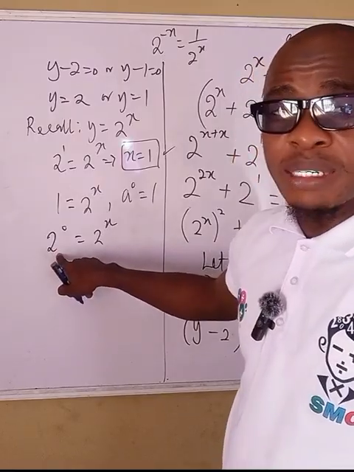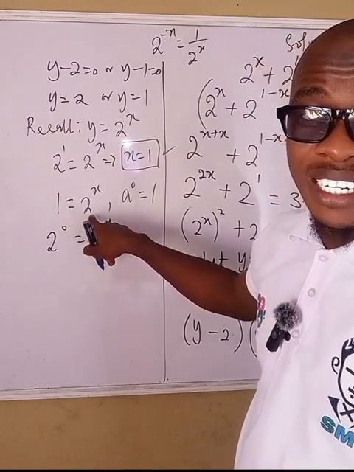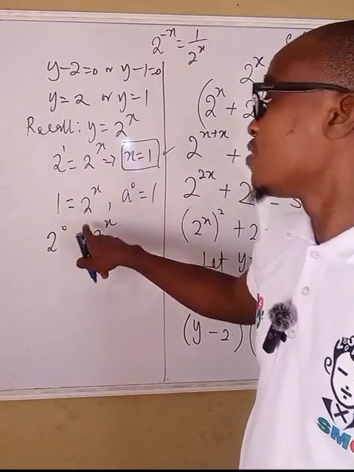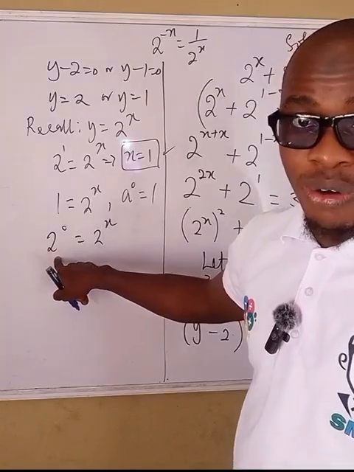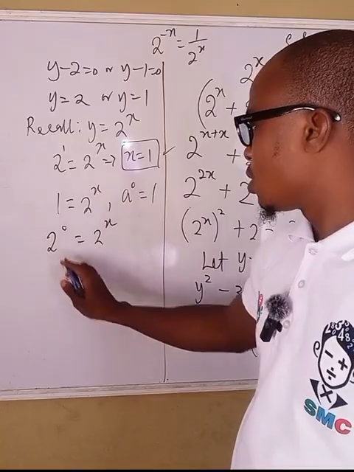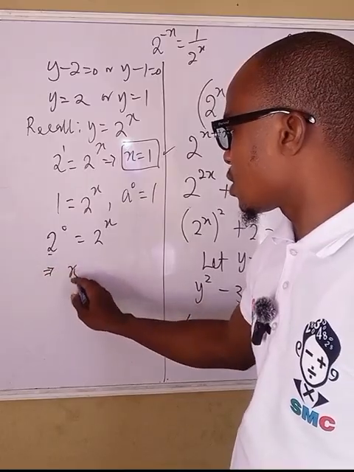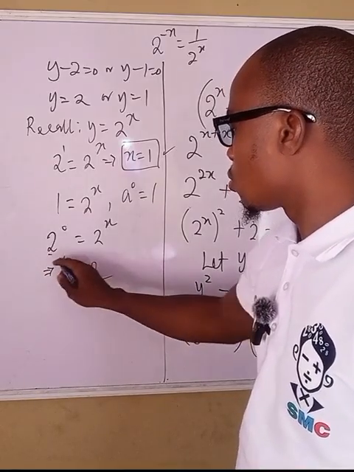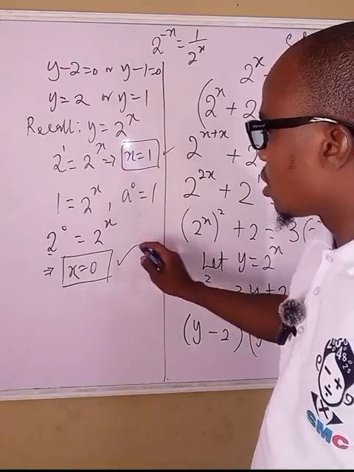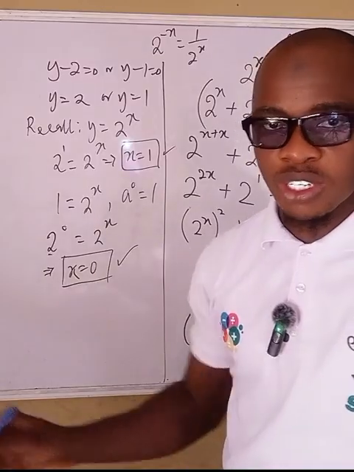We replace it by 2 to the power of 0 because initially what we have at the right hand side is base 2. If it is base 3, you're going to have 3 raised to power 0. If it is base 4, it's going to be 4 raised to power 0. Do you understand that? Since we have the same bases, this implies that x equals 0. So we have two solutions. The first one is x equals 1, and the second one is x equals 0.